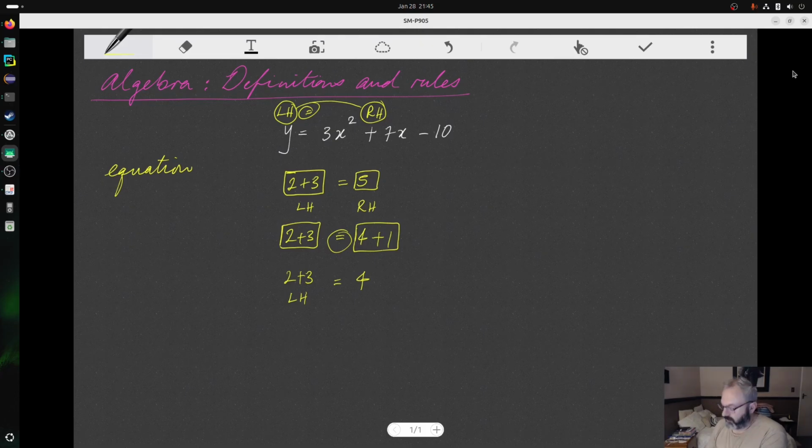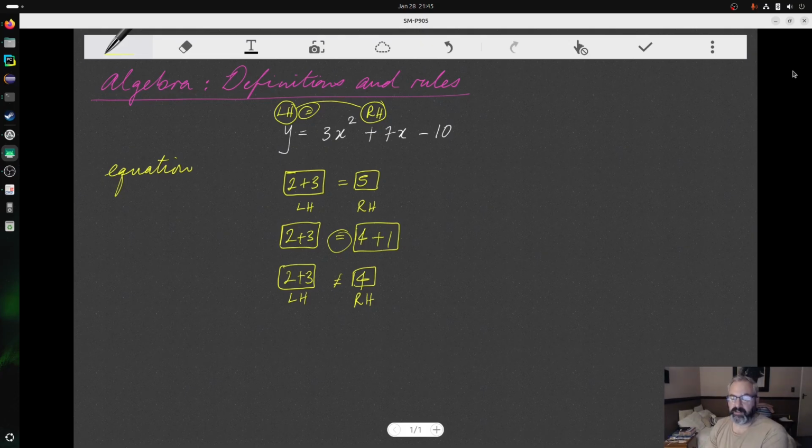Is this the truth? No, it cannot be true. The left hand side is 5. We see 2 plus 3 is 5. But the right hand side is 4. So we cannot say the left hand side and the right hand side are equal to each other. We've evaluated both sides, we've compared them to each other, and we see that the one side is not equal to the other side.